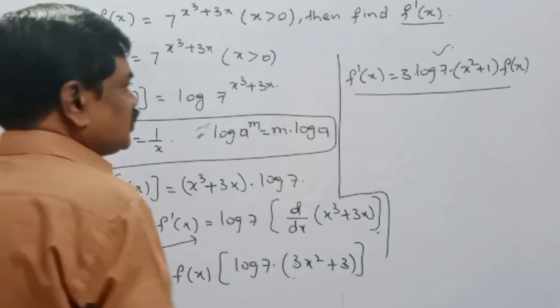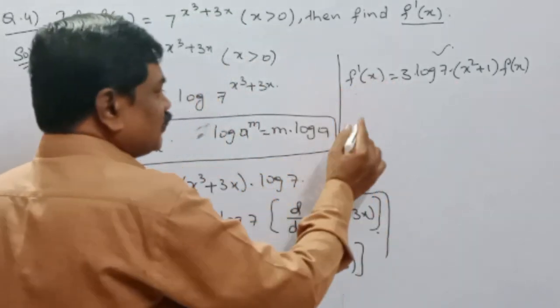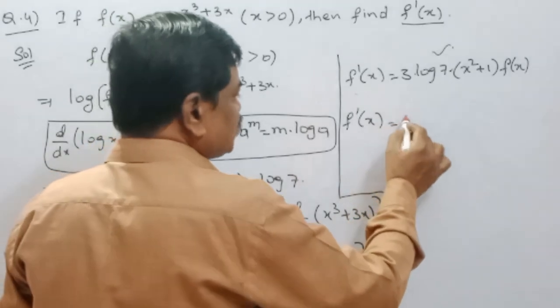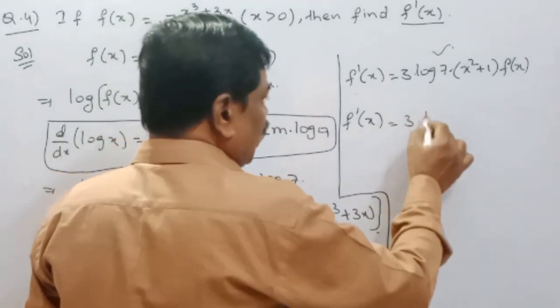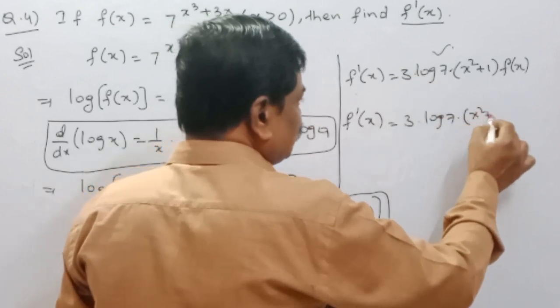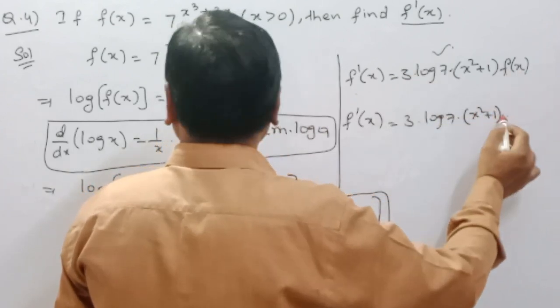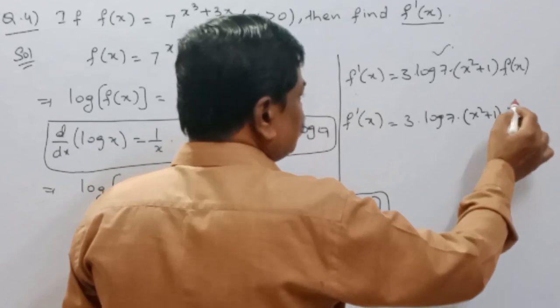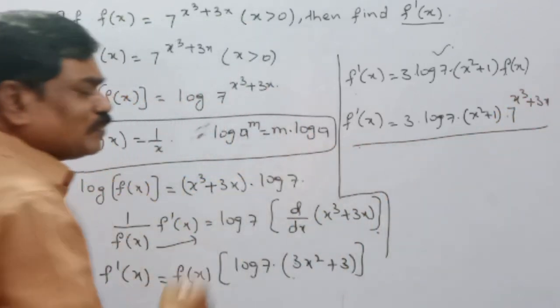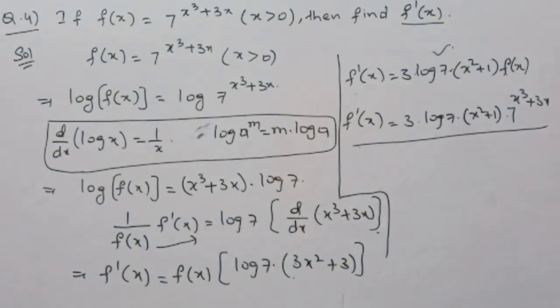What is f of x? You have to write the f of x value. f dash of x is equal to 3 into log 7 into x square plus 1 into f of x. f of x is 7 power x cube plus 3x. So this is the f dash of x, the derivative of f of x. Okay, all of you. That's all. Thank you.